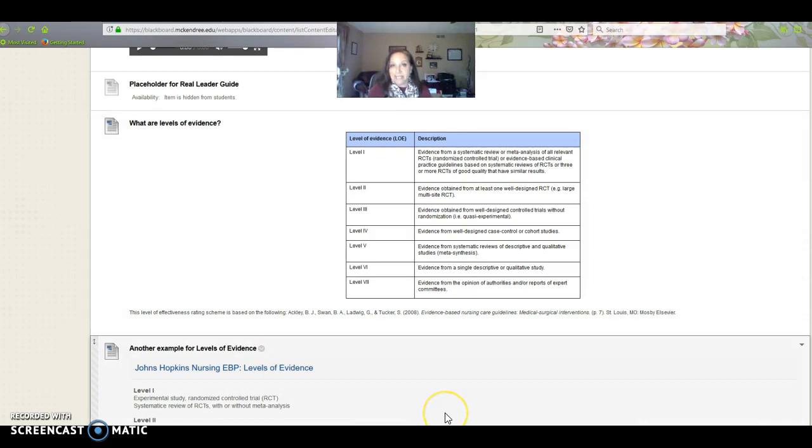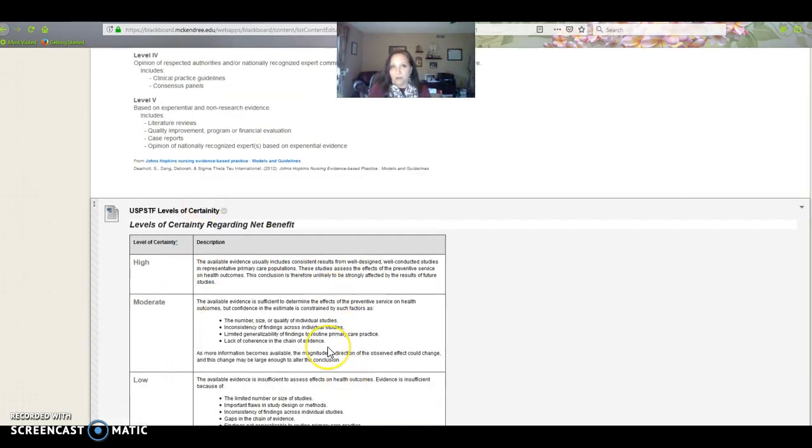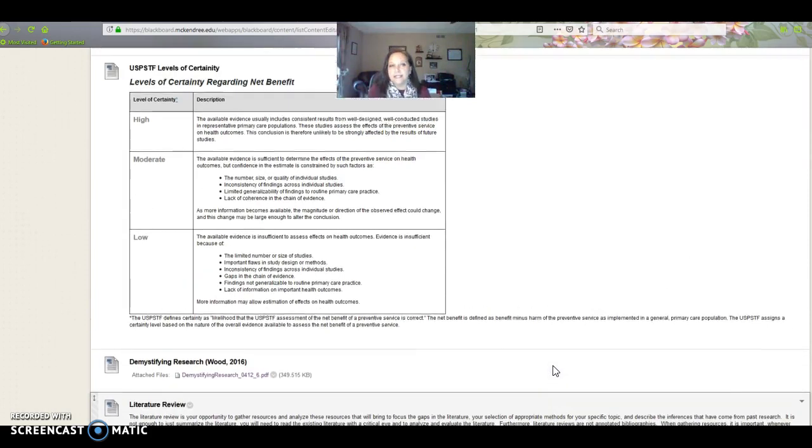Or if you find another one, make sure that when you turn in your matrix, you turn in the levels. You turn in either the table, like this is a table, or the explanation, or this is another table. That way when I'm looking at your matrix, I can see, oh yes, you did understand which level that particular reference falls into. So if you have questions about that, please don't hesitate to contact me.